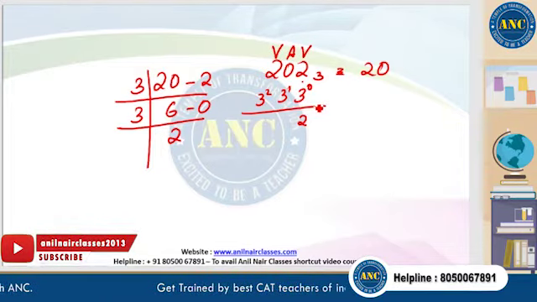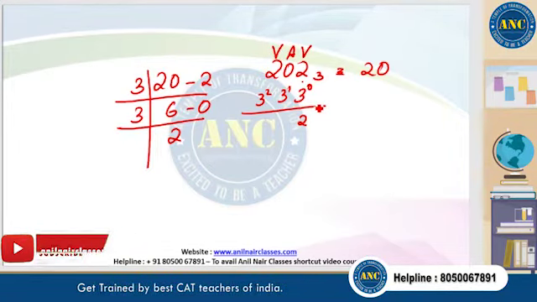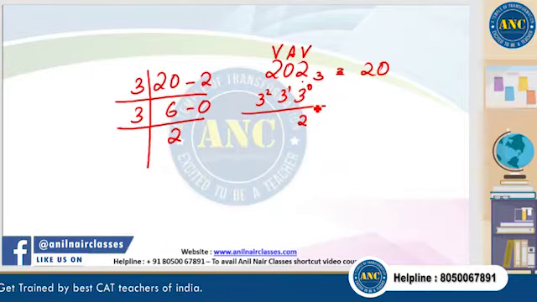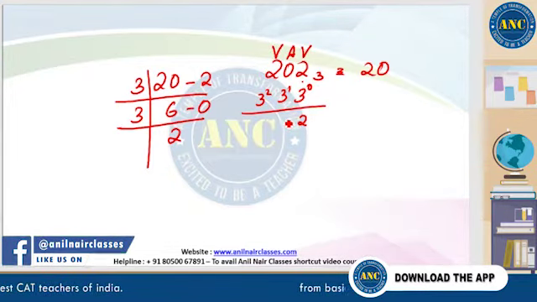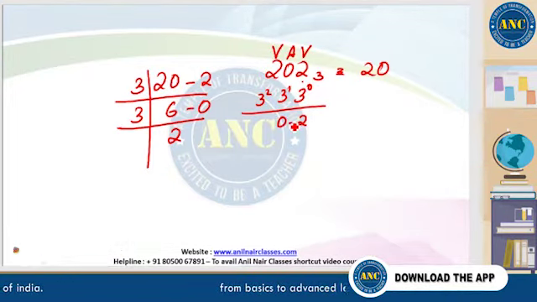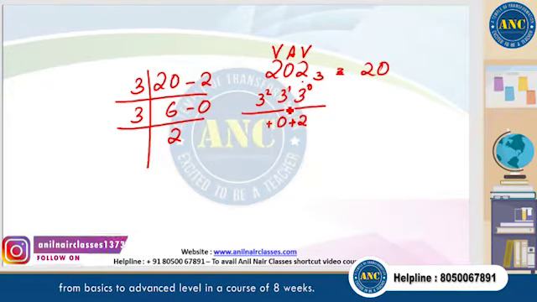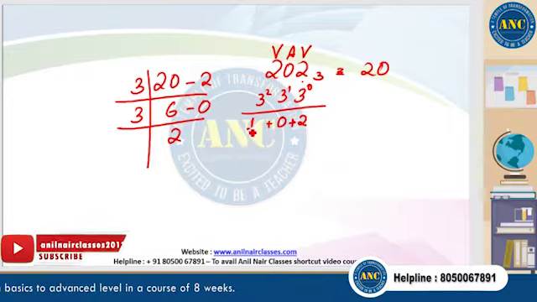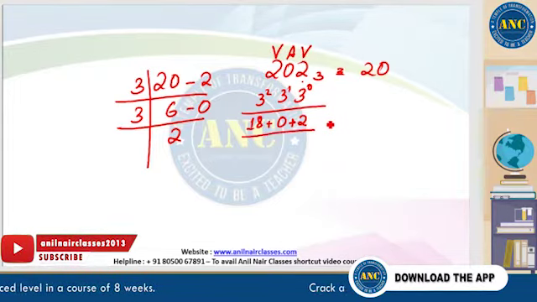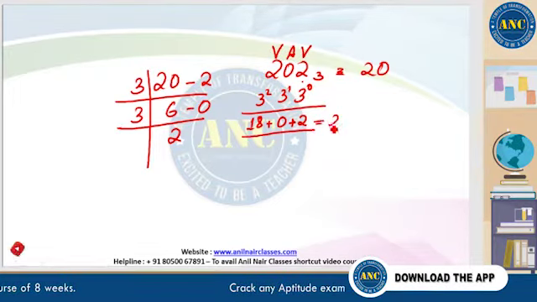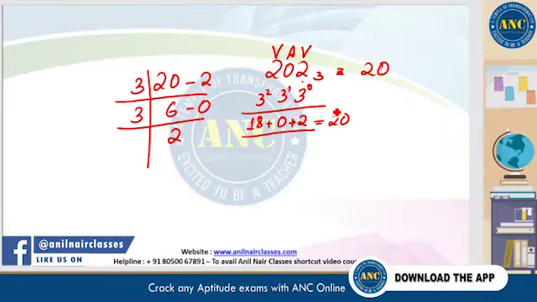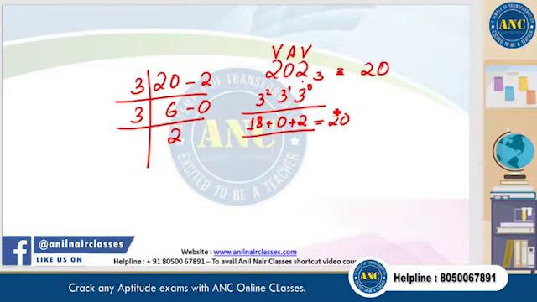Then you look at the next one, that is 3 power 1 into 0. That's of course going to be 0. And we're going to add all these values. So 3 square into 2. Now 3 square is 9, 9 into 2 is 18. So we have 18 plus 0 plus 2, which actually is the number 20. So that's how we did the re-engineering in this case, right?